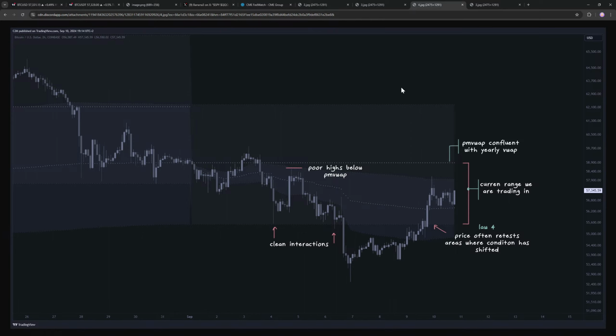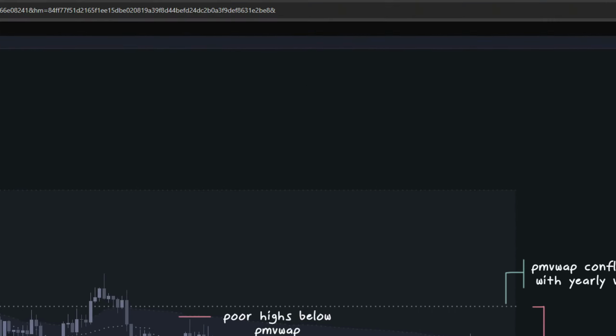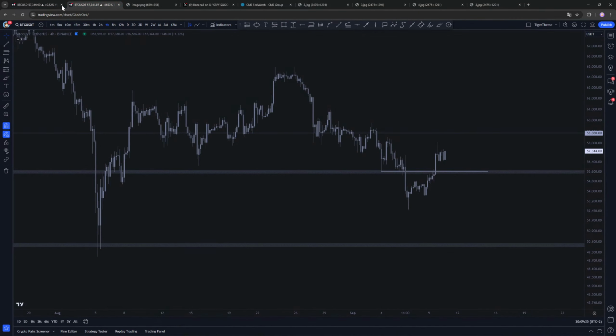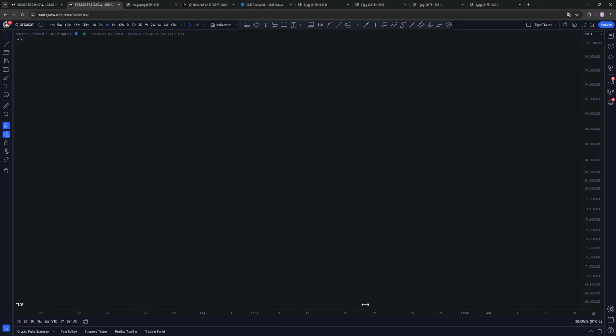Trap traders is pretty straightforward. Let me just zoom in a bit more. Oh no, this is not going to go good. Let me just go into a chart. Give me a sec. Trap traders.